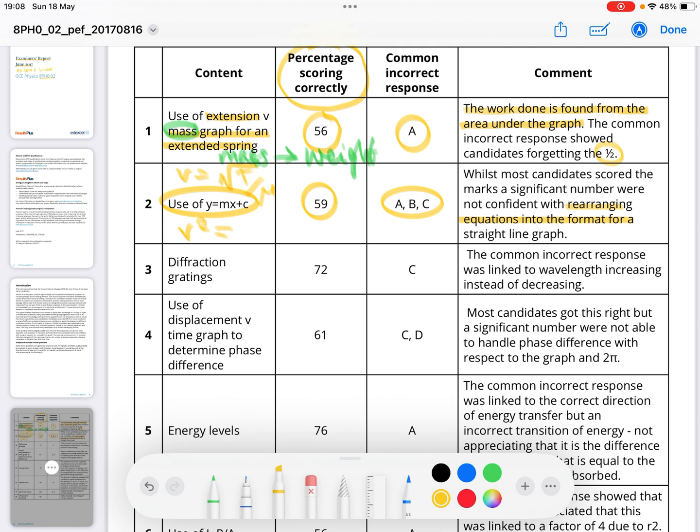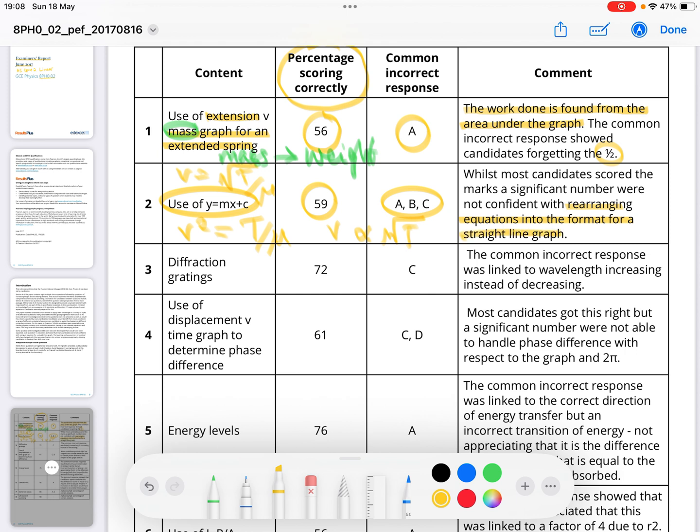v squared equals T over mu, yeah? So if you plot v squared against T, then the gradient will be equal to 1 over mu, because mu is a constant. You could do v squared over T, but that is not one of the responses there. But obviously if v squared is proportional to T, then v must be proportional to the square root of T, and again, that would be a valid straight line graph, okay?